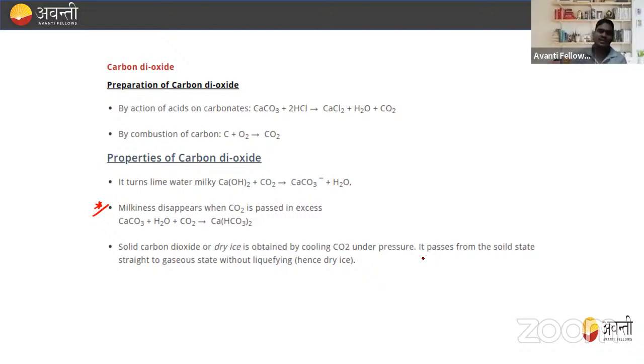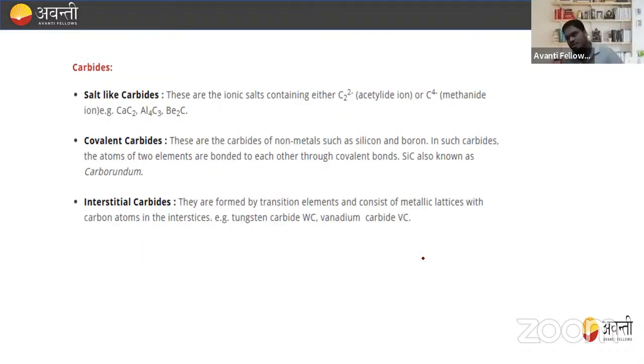Now, properties of carbon dioxide: it turns lime water milky. If we use excess CO2, then this milkiness will disappear again. Solid carbon dioxide is also known as dry ice because it is obtained by cooling CO2 under high pressure. It passes straight from the solid state to the gaseous state without converting into liquid. That's why it is also called dry ice.